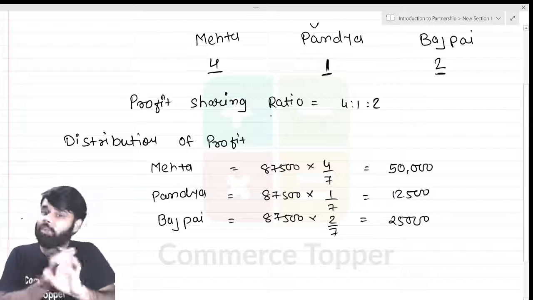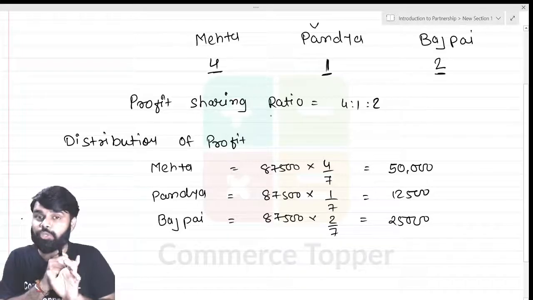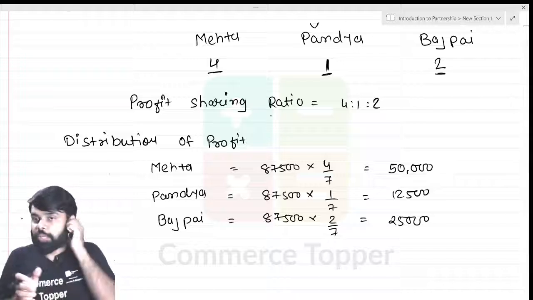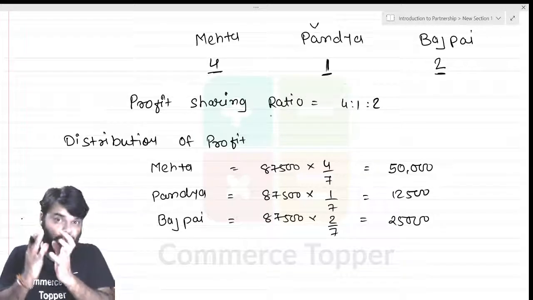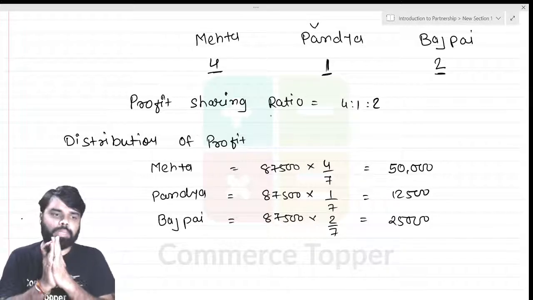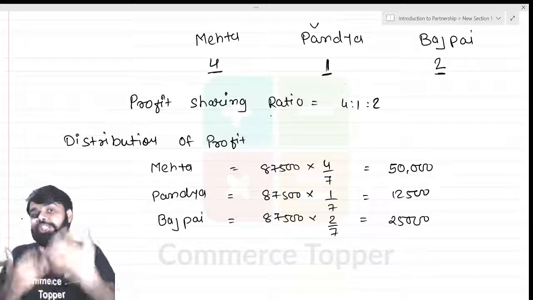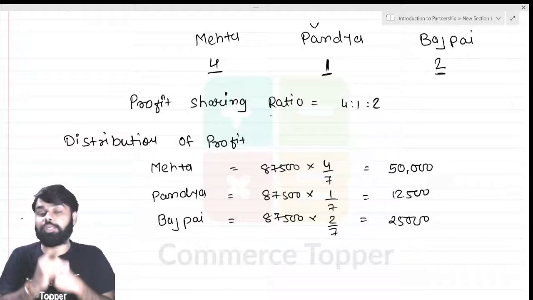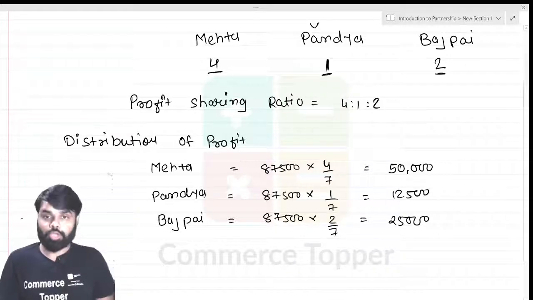In first question there was clear ratio given, and in the second question the ratio is given, but capital ratio was there, so you should be a little bit more cautious about that. And in the third point, the basic problem is proportion of each and every partner was given, and from that you need to calculate the profit sharing ratio by yourself.